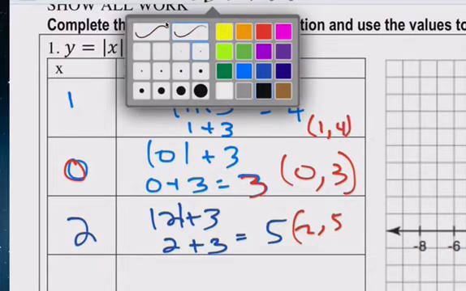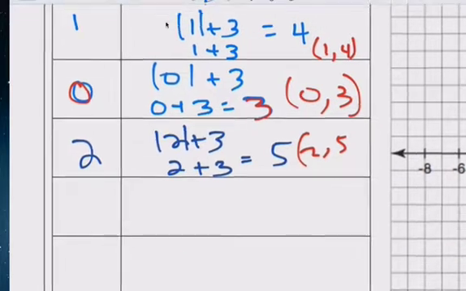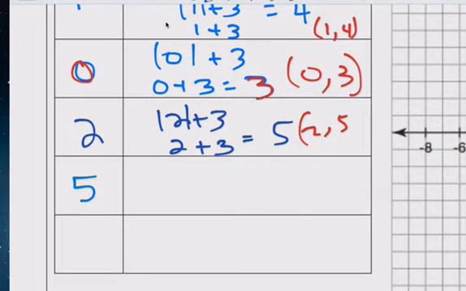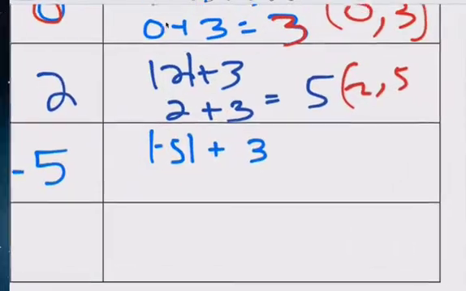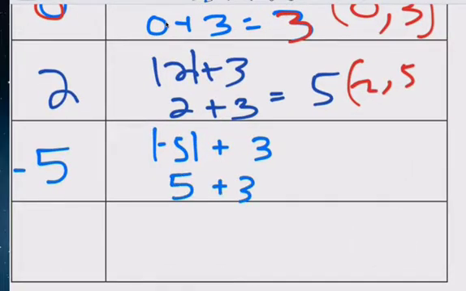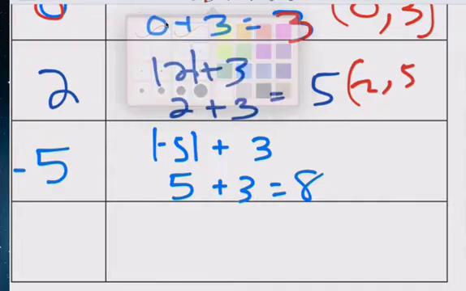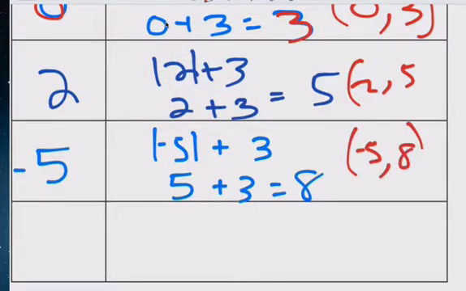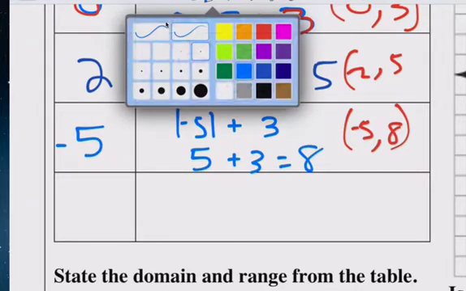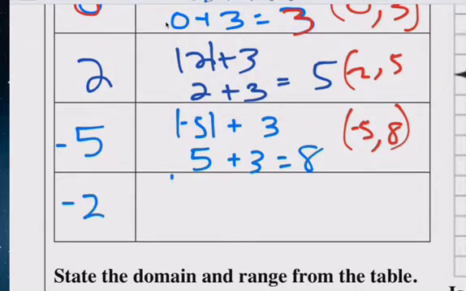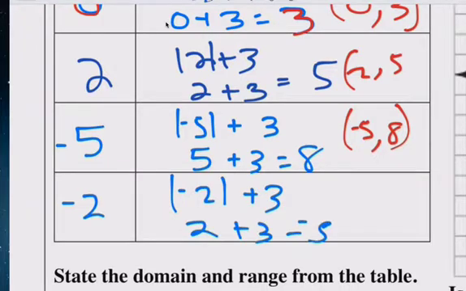Okay, my next one is any number you want. Let's make it interesting. Let's use negative numbers. Negative 5: the absolute value of negative 5 is 5, plus 3 is 8. Your ordered pair then, you input a negative 5 and you get out an 8. Okay? So let's say negative 2. The absolute value of negative 2 is 2, plus 3 is 5. So your ordered pair is negative 2, 5.